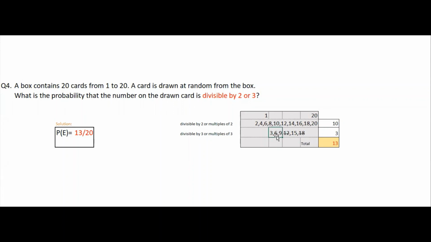From these cards, 6, 12 and 18 are already divisible by 2. So you have to strike these 3 cards: 6, 12 and 18. Then the remaining cards are 3, 9 and 15. So the total number of cards divisible by 3 only is 3. Then the total cards divisible by 2 or 3 are 10 plus 3, that is 13. So the probability here is 13 by 20.